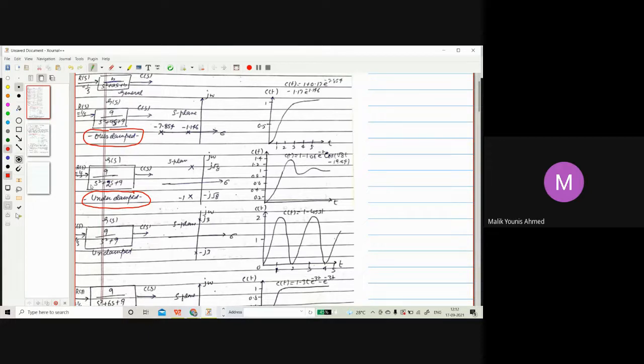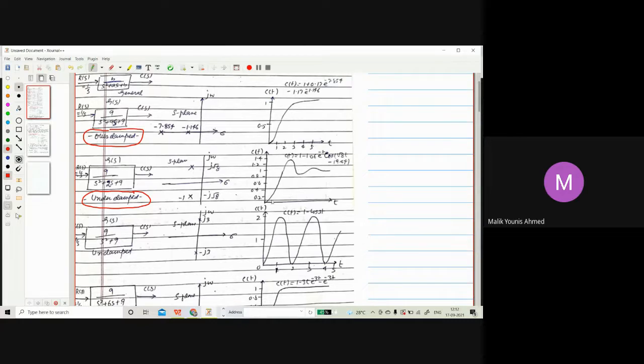That's what I'm trying to validate here, that varying these parameters will change my response. Now I am varying this parameter a here, and I'm getting different types of response. Now you can see, let's say the response is equal to 1 minus 1.06 e raised to the power, cos of under root t, this much.